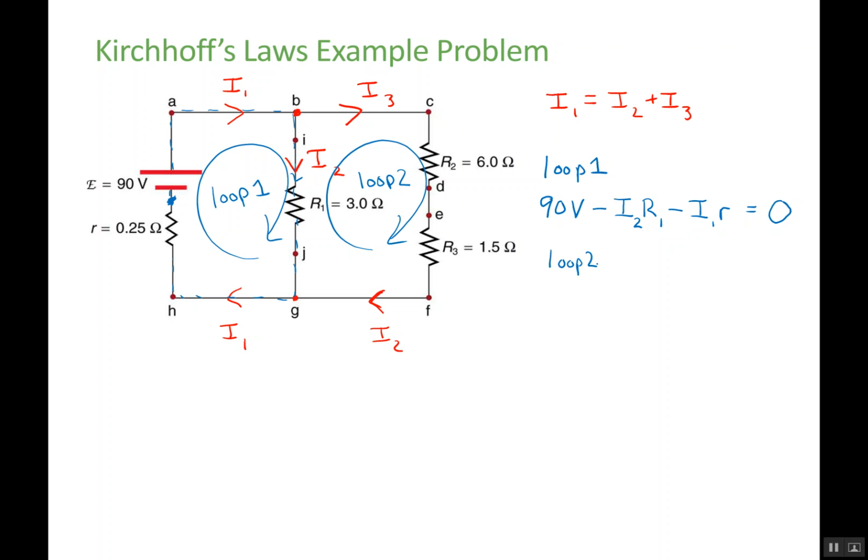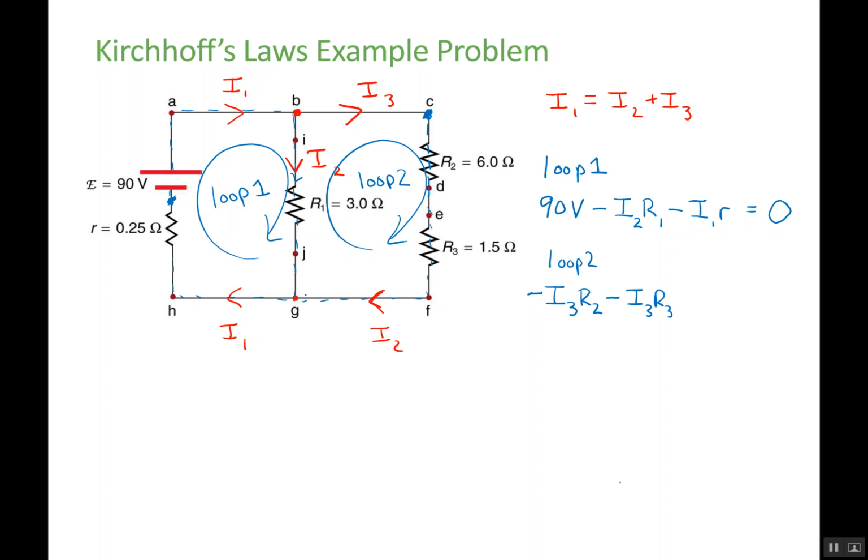I will start loop 2 right here at the point labeled C, and go around this loop clockwise. The first thing I cross is R2, resistor 2, going in the same direction as the current that flows through that resistor, which in this case is I3. So there's a voltage drop equal to, as Ohm's law guides us, I3 multiplied by R2. Then I'm going to cross R3, and again there's a voltage drop, this time equal to I3 R3.